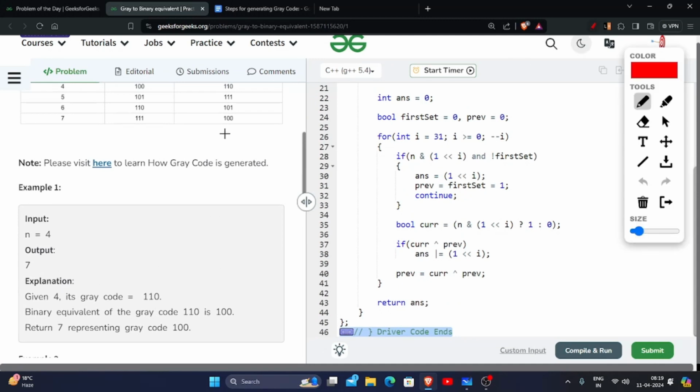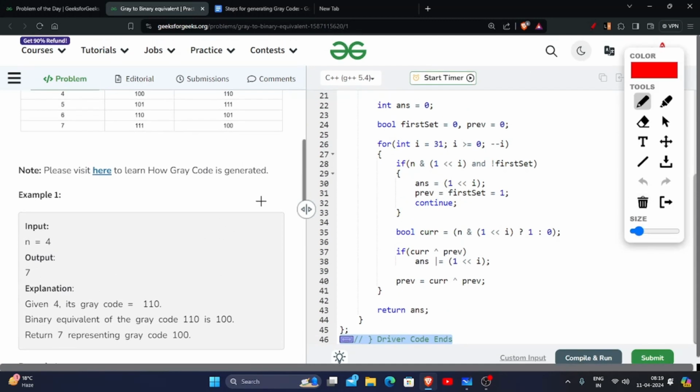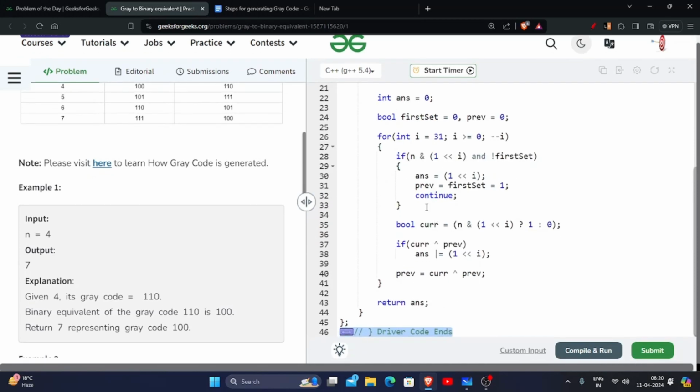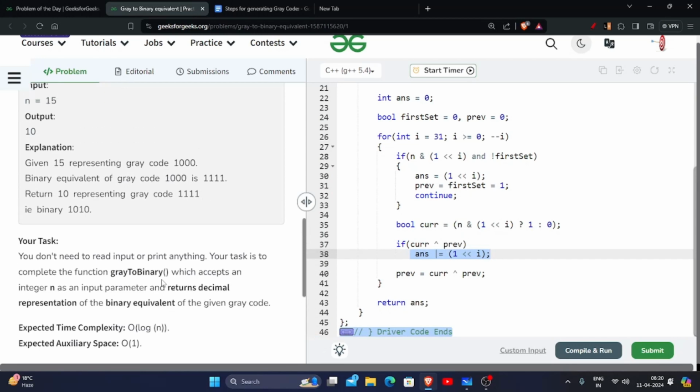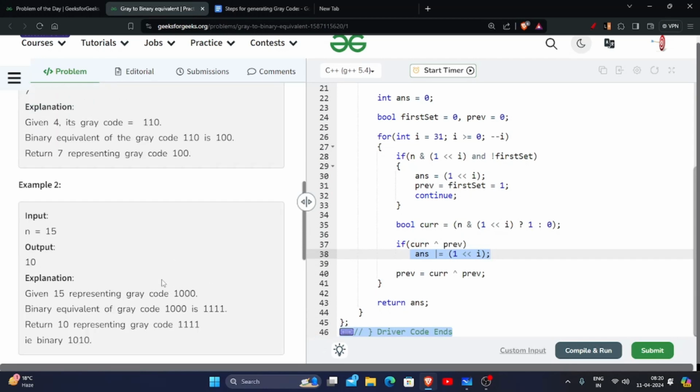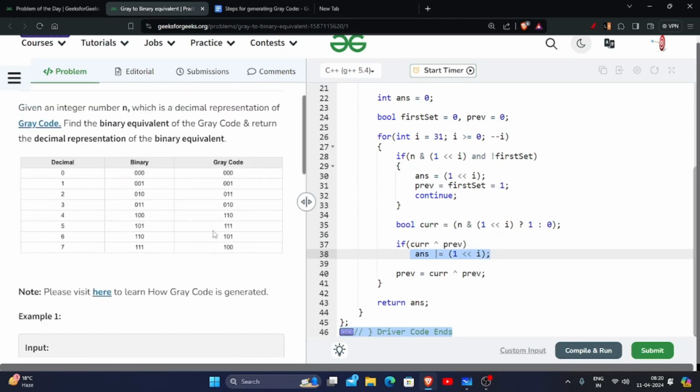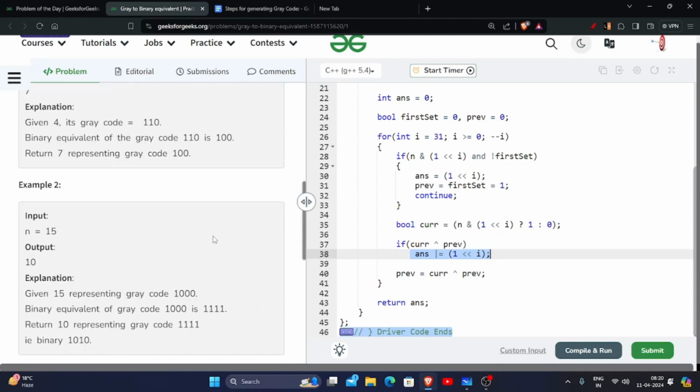The problem was a bit confusing at first, but ideally it was actually to find the Gray code's binary equivalent. And we know the binary equivalent was formed through a sequence of previous and current, and we form the number accordingly with 1 left shifted by i. So this is the same thing. And I think I forgot to explain the test cases. A very bad thing I have done.